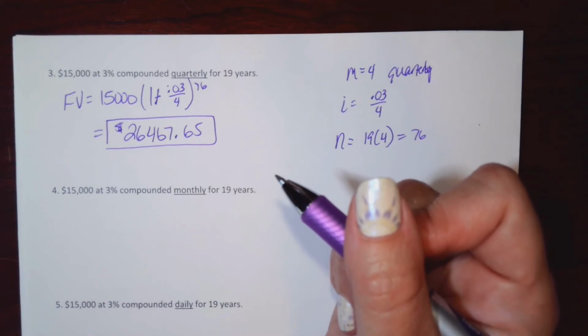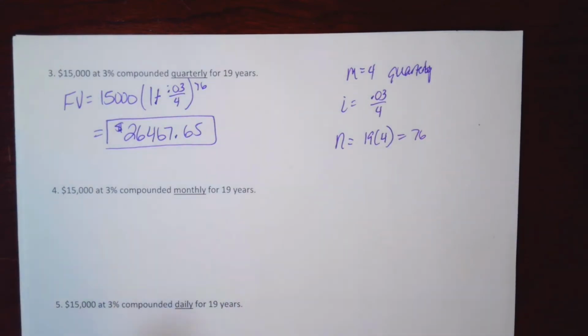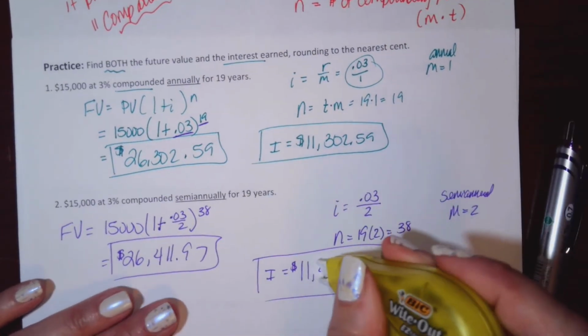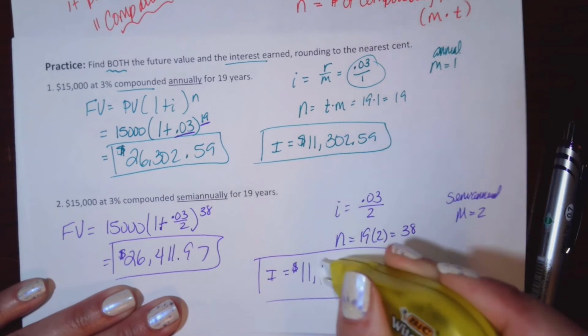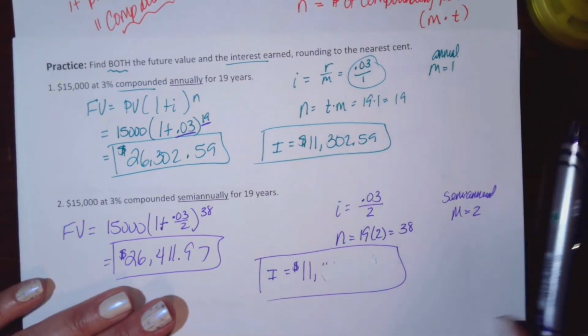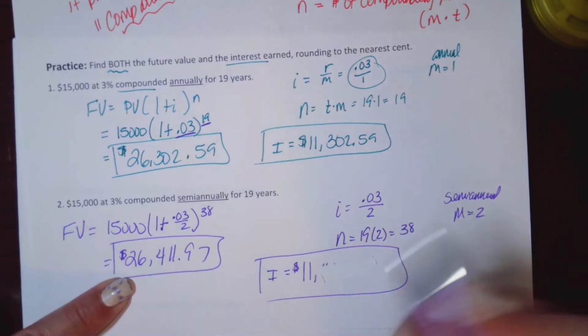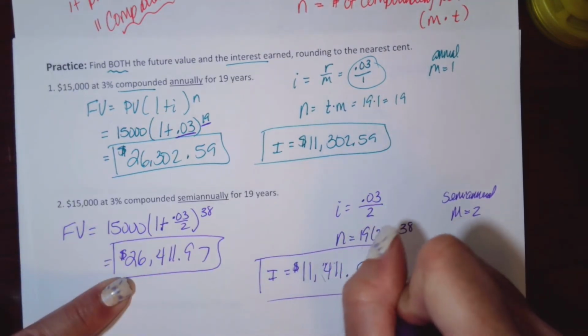Making sure that I... I did mess this up. I looked at the wrong thing. All right, guys, back to number 2, because I'm looking at an old key. I jumped down to this problem. If I subtract 15,000 here, hopefully you caught me and were yelling at me. This should have been 11,411.97.